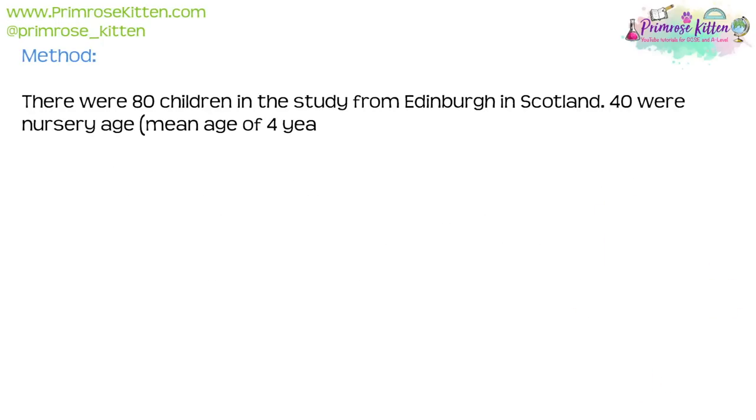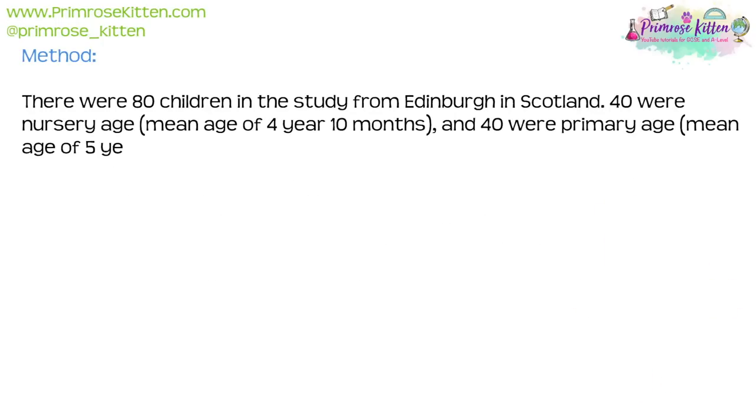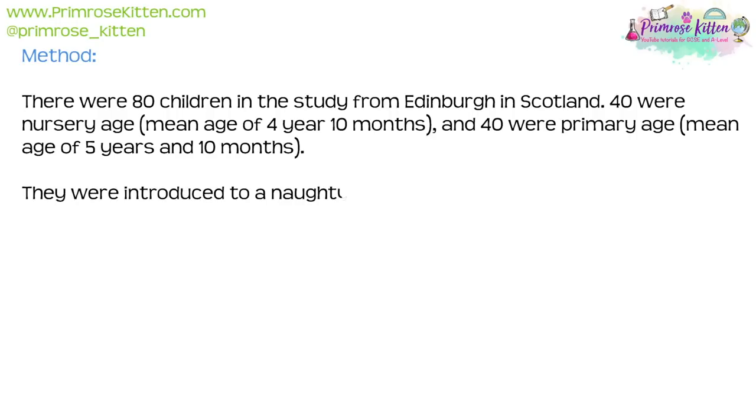Their method. There were 80 children in the study from Edinburgh in Scotland. 40 were nursery age, with a mean age of 4 years and 10 months, and 40 were primary age, with a mean age of 5 years and 10 months.